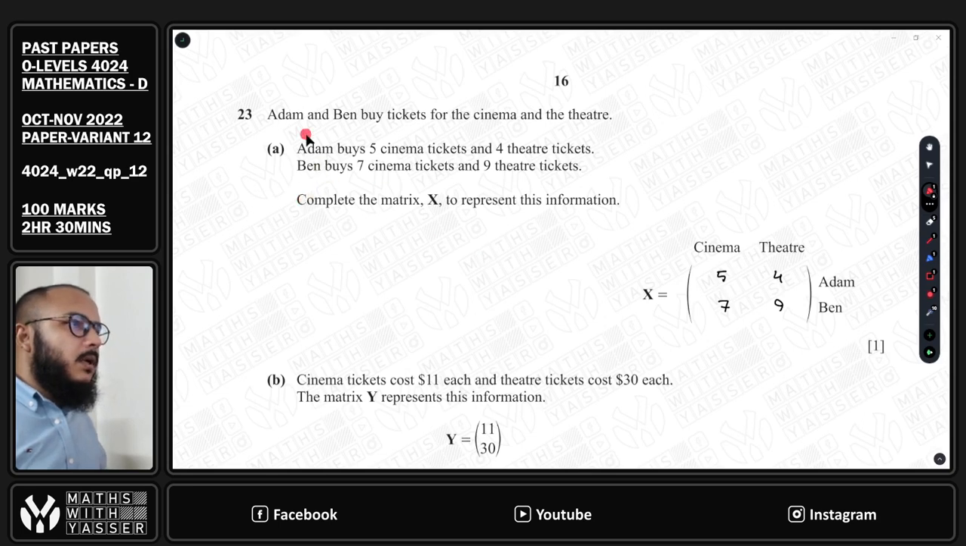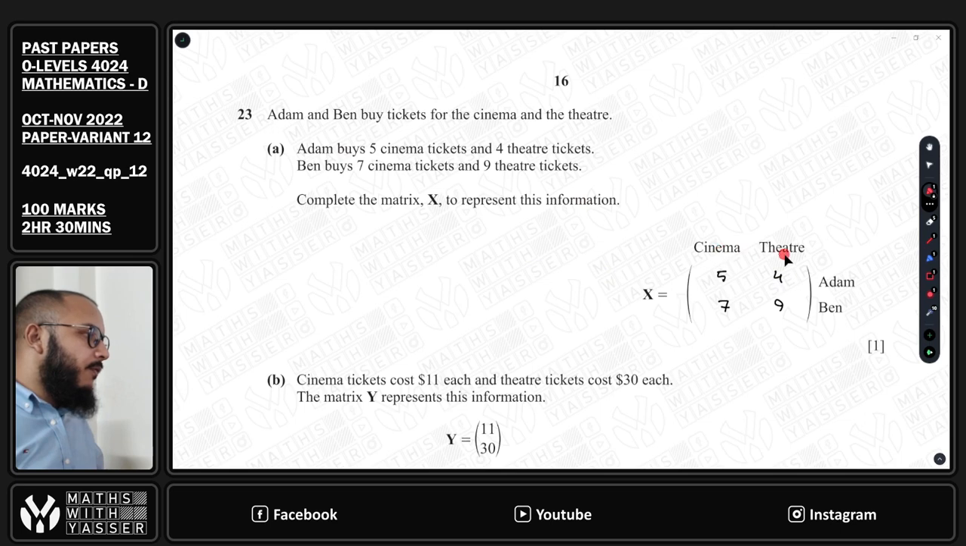Then we have question number 23. Adam and Ben buy tickets for the cinema and the theater. Adam buys 5 cinema tickets and 4 theater tickets. Ben buys 7 cinema tickets and 9 theater tickets. Complete the matrix X to represent this information.